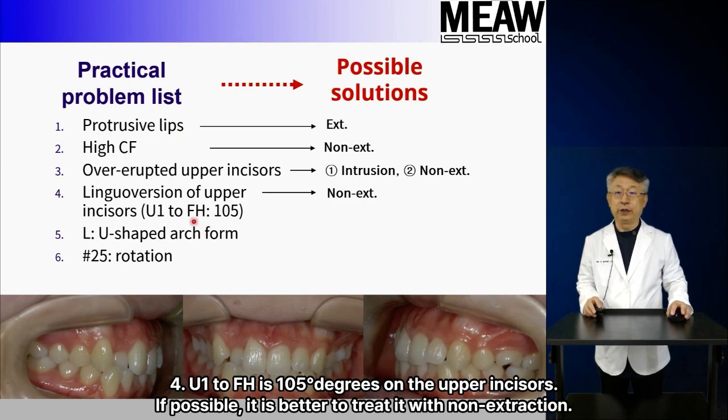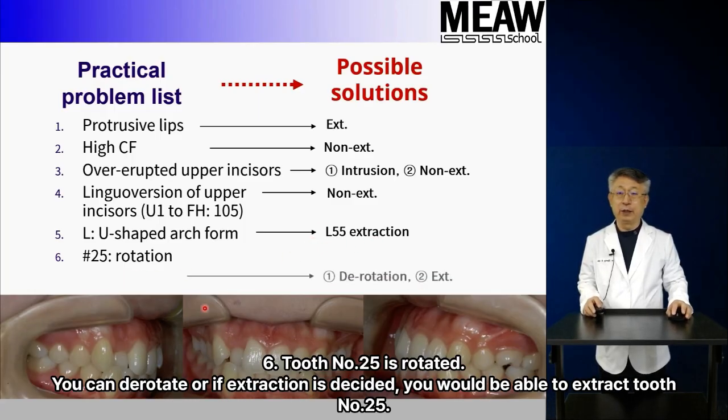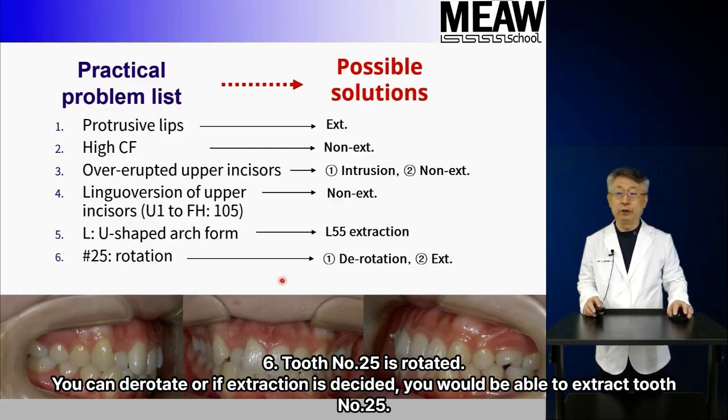4. U1 to FH is 105 degrees on the upper incisors. If possible, it is better to treat it with non-extraction. 5. It has a U-shaped arch form. In this case, the lower second premolar would be extracted. 6. Tooth number 25 is rotated. You can derotate, or if extraction is decided, you would be able to extract tooth number 25.